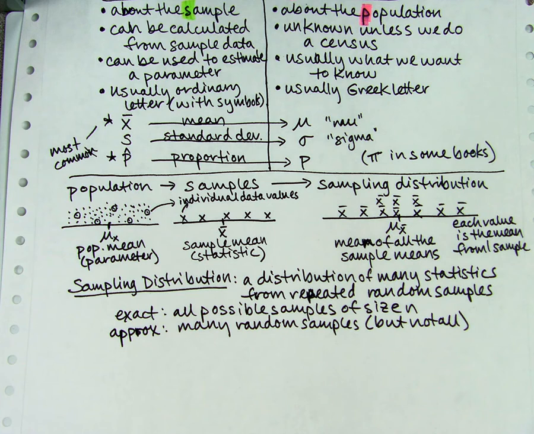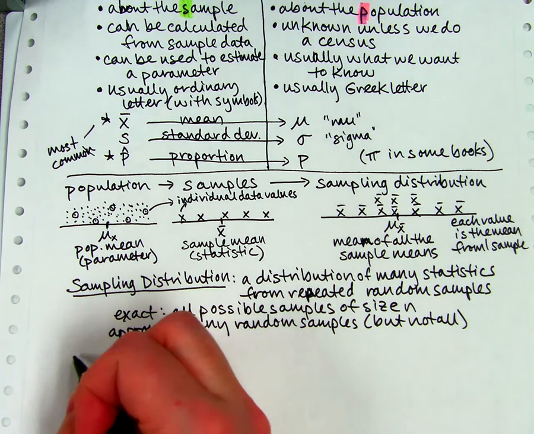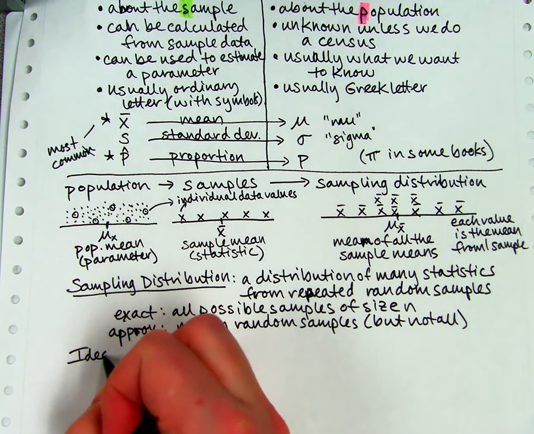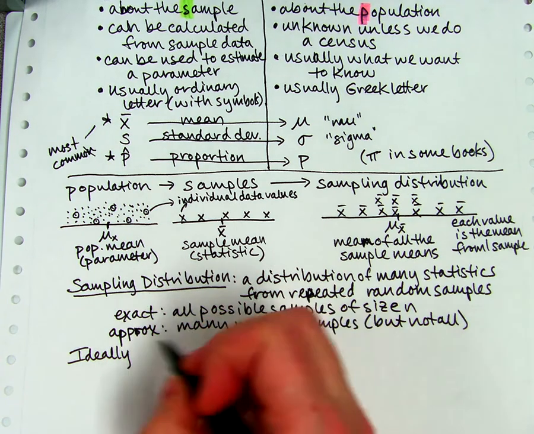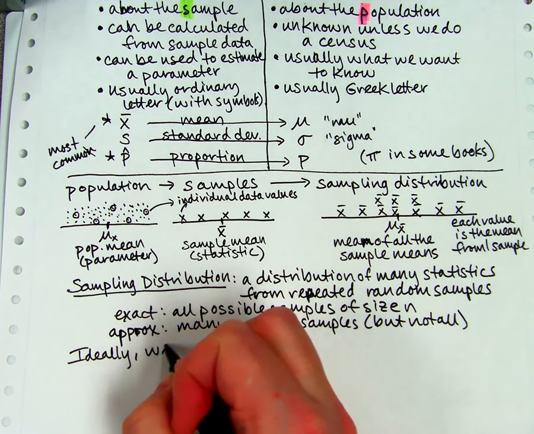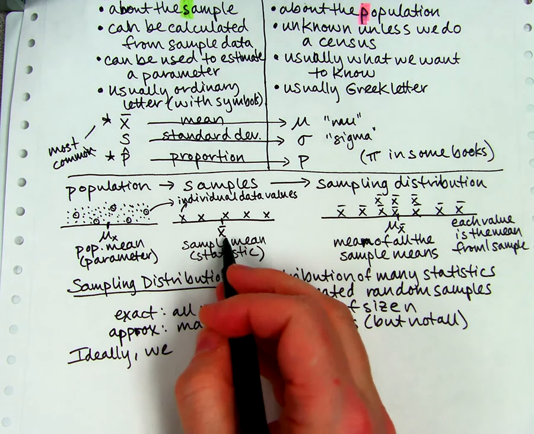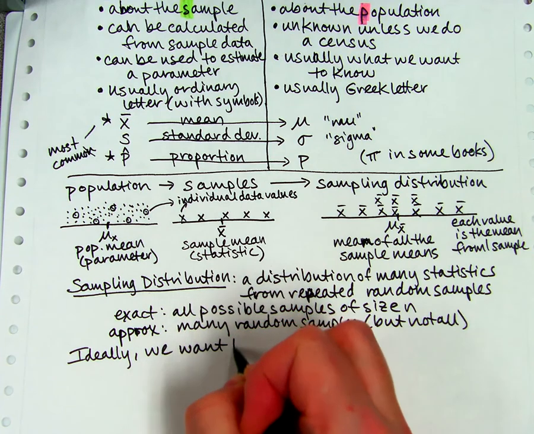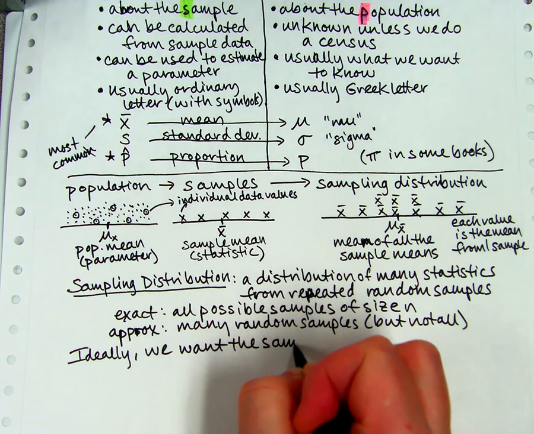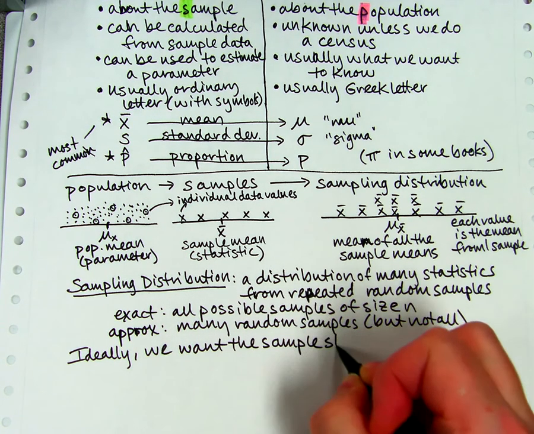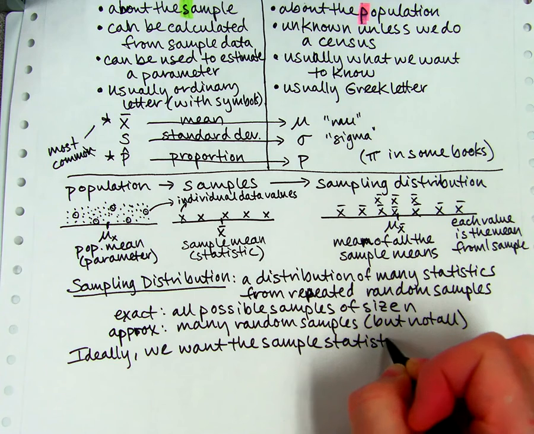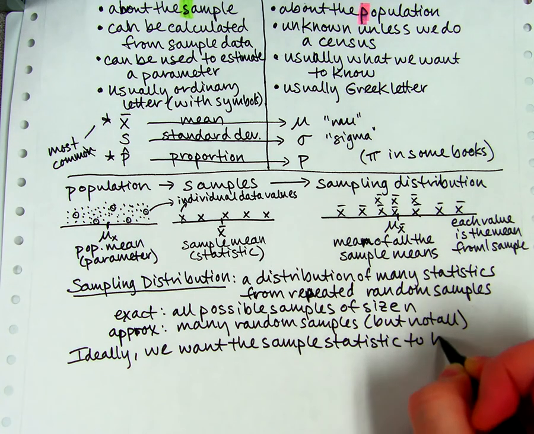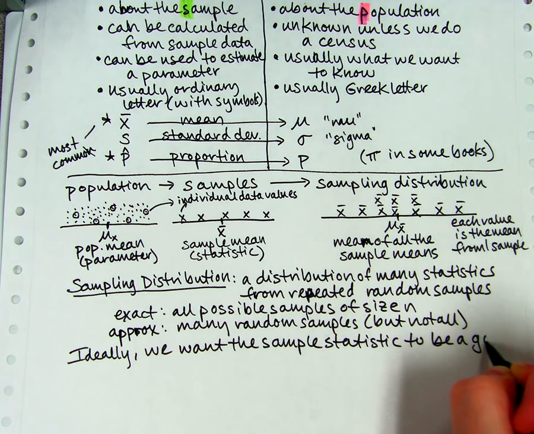So now, how do we know if a sampling distribution is helpful or not? Ideally, I told you this already in the Desmos, but just to make sure, ideally, we want the sample statistic, that is this sample mean or proportion or whatever, to be a good estimator of the parameter.